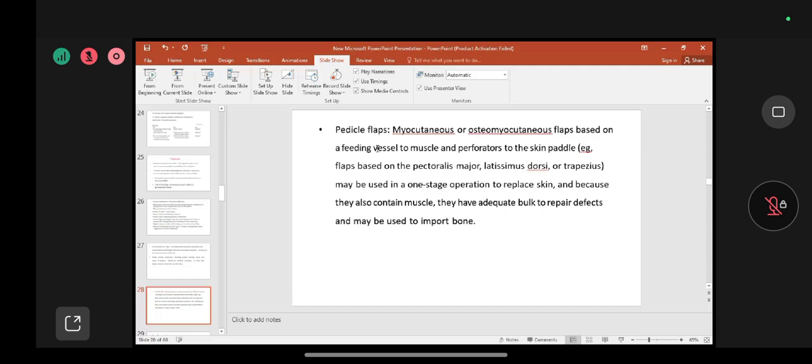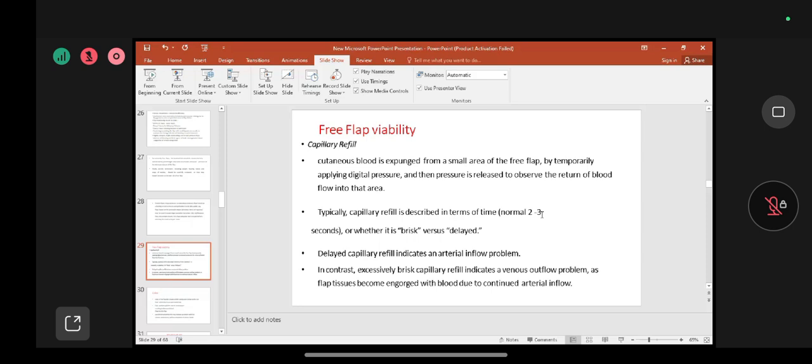Pedicle flaps like myocutaneous and osteomyocutaneous flaps are based on a feeding vessel in muscle and perforators to the skin paddle, like the pectoralis major muscle and latissimus dorsi flap. They may be used in one-stage operations to replace skin, and because they also contain muscle, they have adequate bulk to repair defects and may be used to import bone.